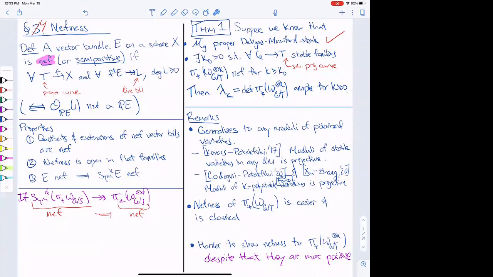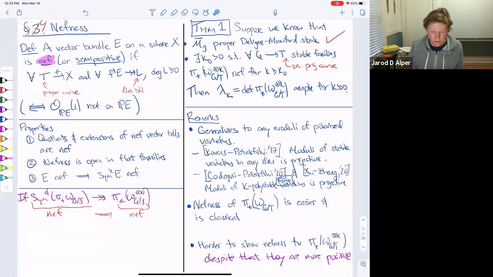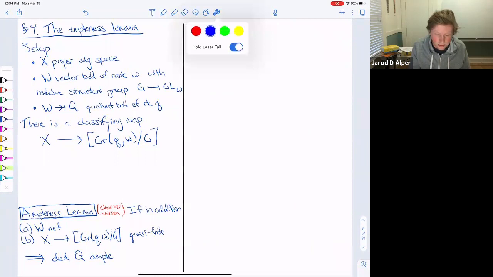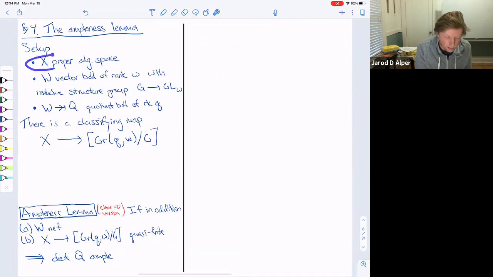Okay, so now we're going to get into the heart of this talk. This is the ampleness lemma, one of the key steps of this argument. I'm going to set it up as follows. We take a proper algebraic space, and then we take a vector bundle W of rank little w, and we're going to assume that it has a structure group G, which we're assuming is reductive, sitting inside GL_w.